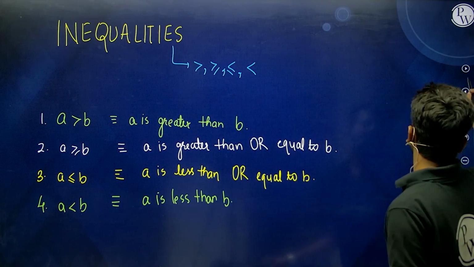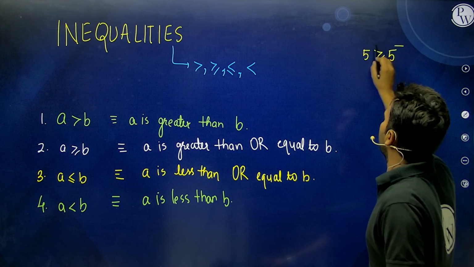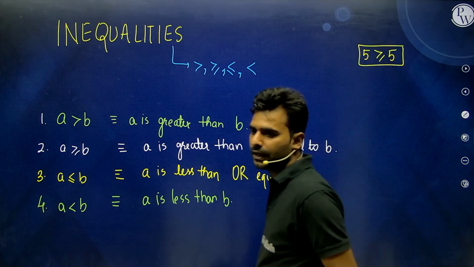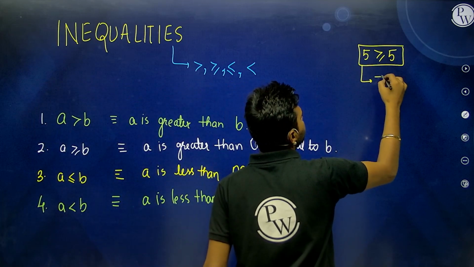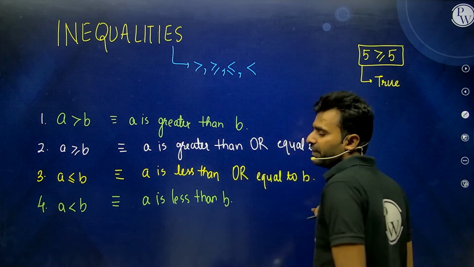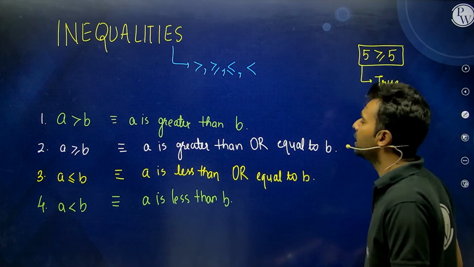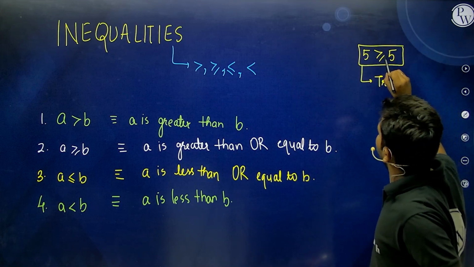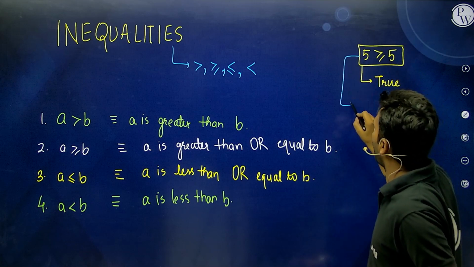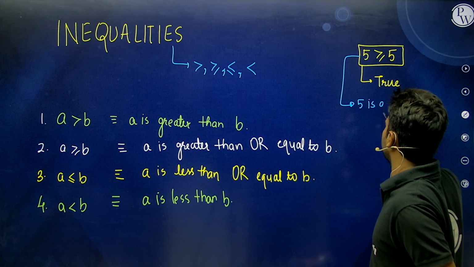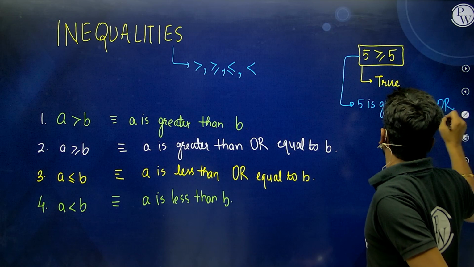Based on this, if I give you something like this, is this statement true or false? This is true. A lot of guys feel that this is false, but this statement is a true statement. Why? Because we read it like this: 5 is greater than or equal to 5.